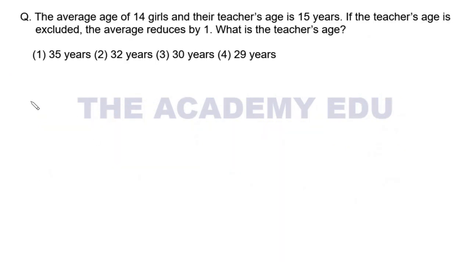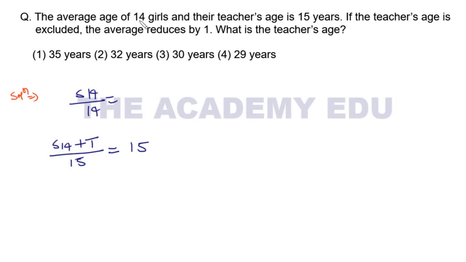So next question is, my dear friends, please read the question. Now the question is saying the average age of 14 girls. So I took the 14 girls. So sum of age of the 14 girls upon 14 is the average of 14 girls and their teacher. So the teacher is also here. So sum of the 14 girls plus teacher. So now we have 15 people. So divide by 15. So we get the average 15 years.